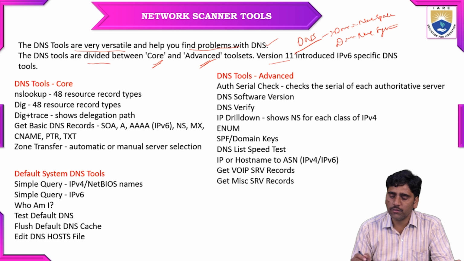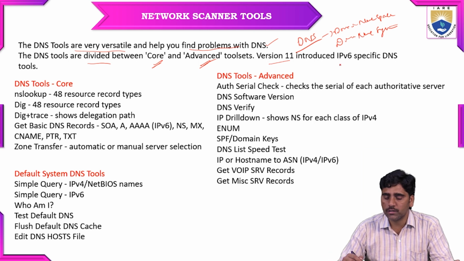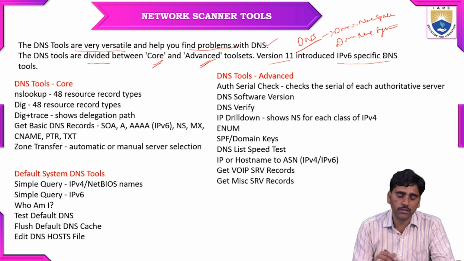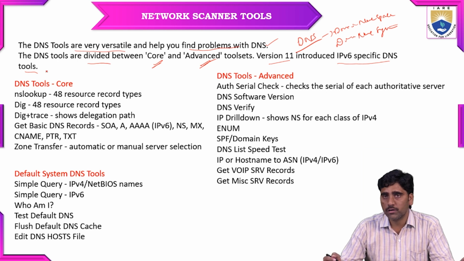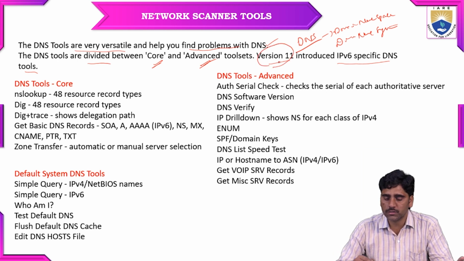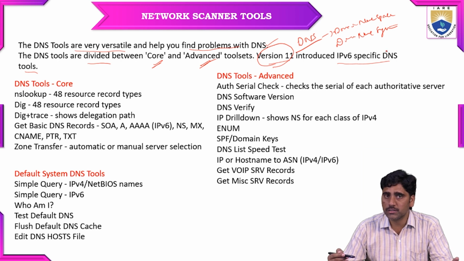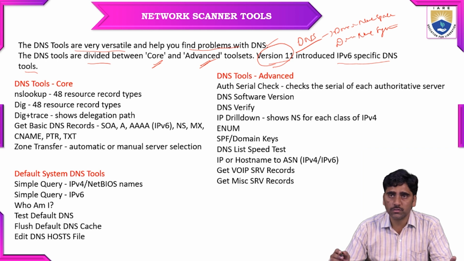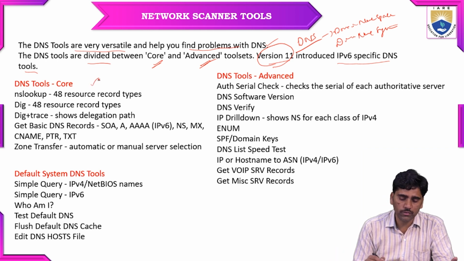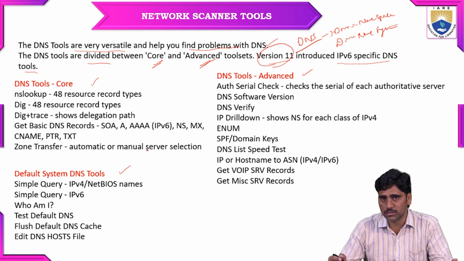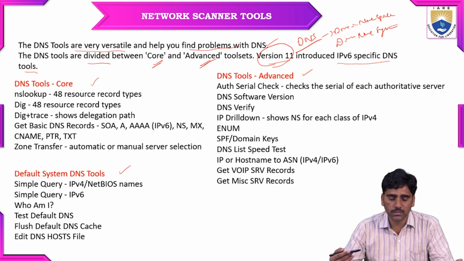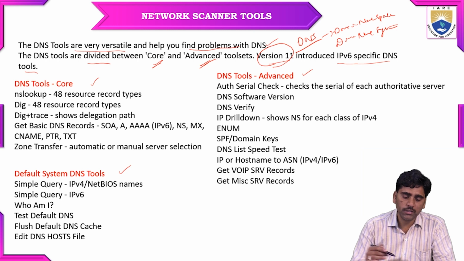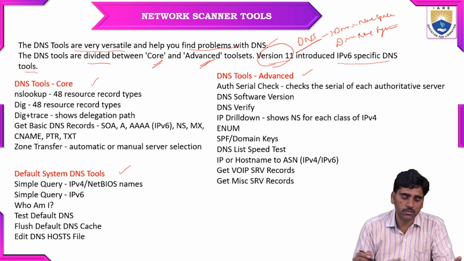So the version 11, the NetScanner Pro Tools version 11 introduced what? IPv6 specific DNS tools. So here we can see some of the DNS tools which are related to the core, which are related to the advanced, which are related to the already default system DNS tools. So DNS tools core. So what are those tools? One is what?